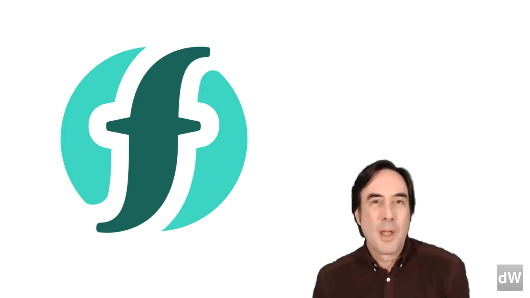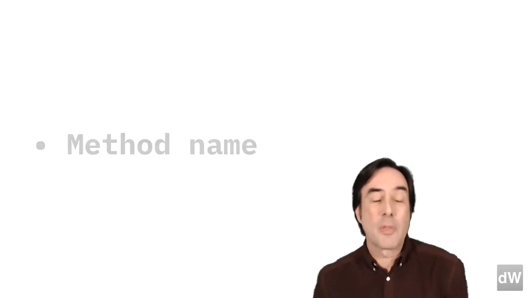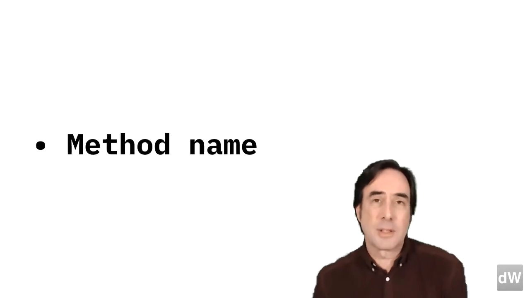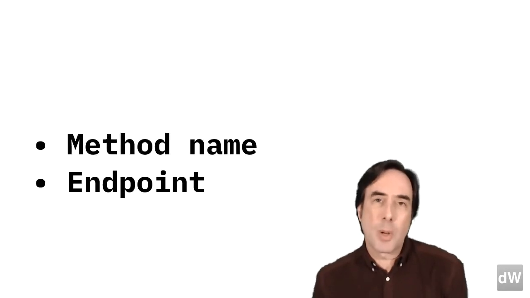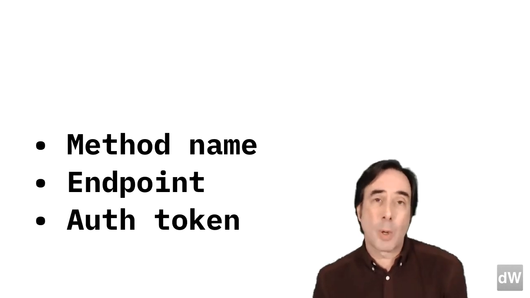Moving along, we need 3 pieces of information for our web app: the name of the method that creates a new document, the endpoint of that method, and the authentication token we need to invoke the action.